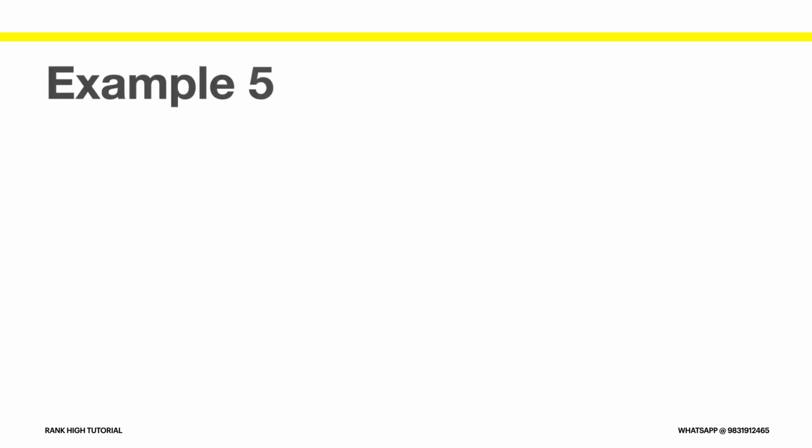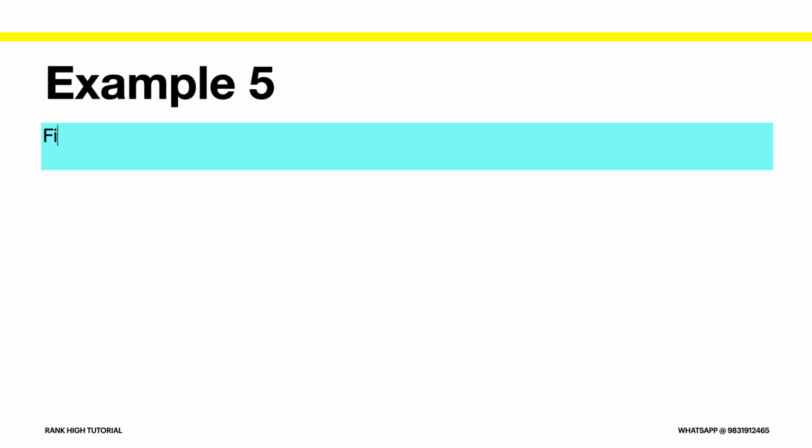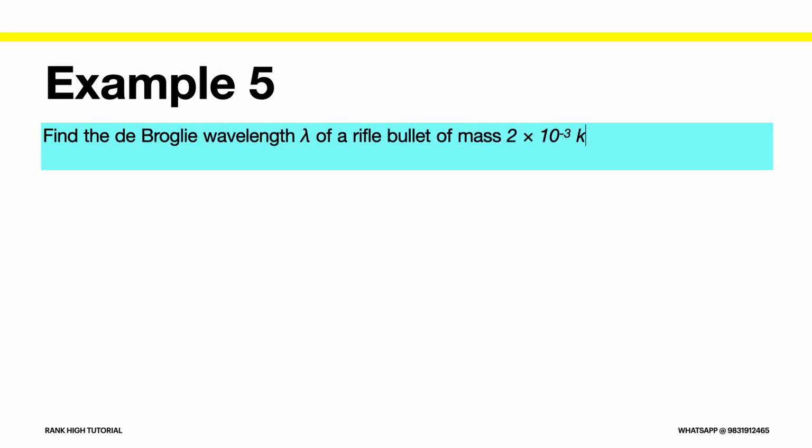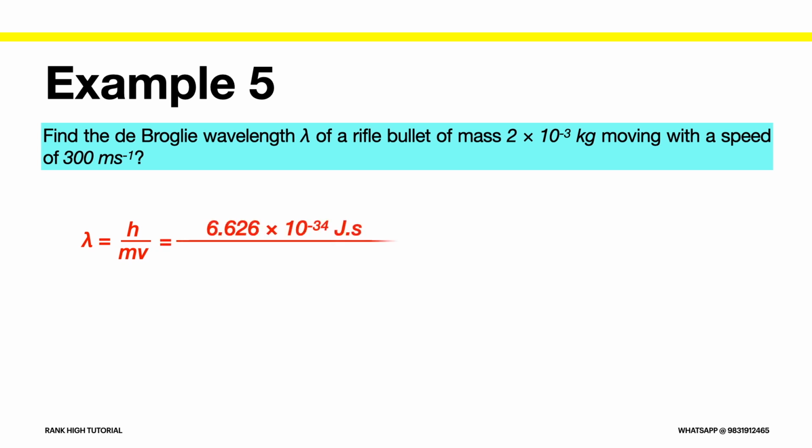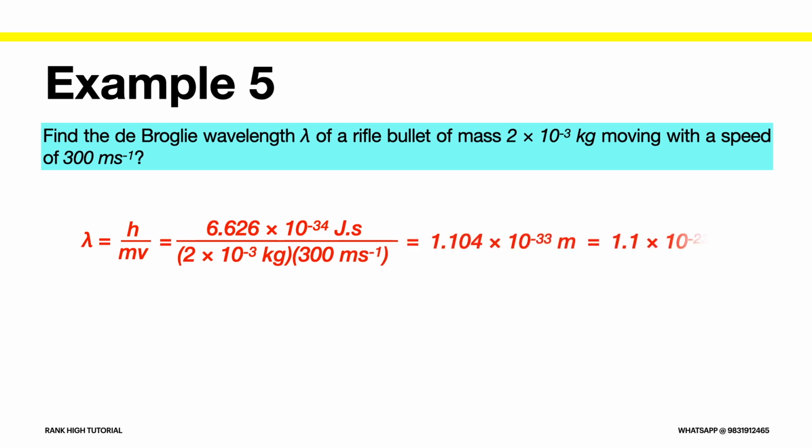In the next problem, we have to calculate the de Broglie wavelength of a rifle bullet of mass 2 × 10^-3 kg moving with a speed of 300 meter per second. From the relation lambda = h/mv, we can calculate the wavelength of the bullet as 1.1 × 10^-33 meters, that is 1.1 × 10^-23 Angstrom. Yeah, that's an interesting result.